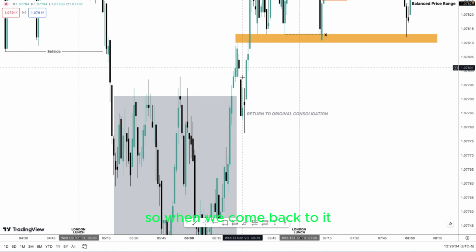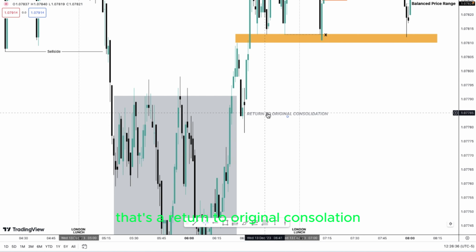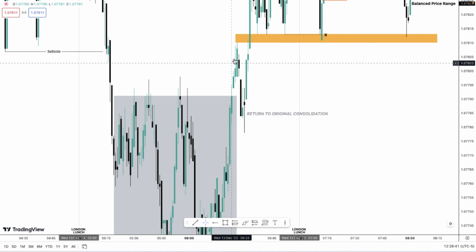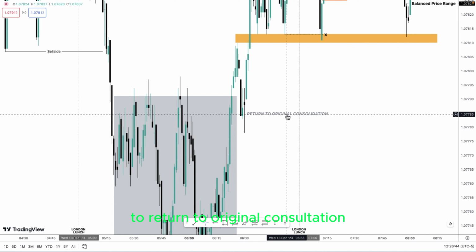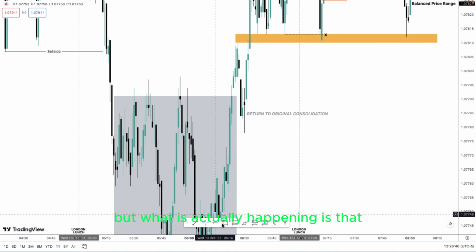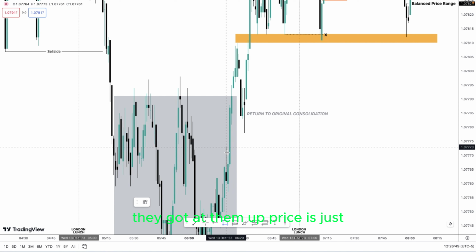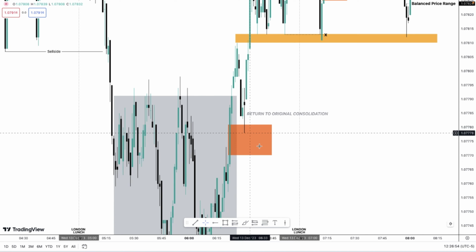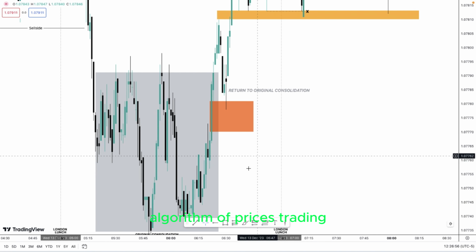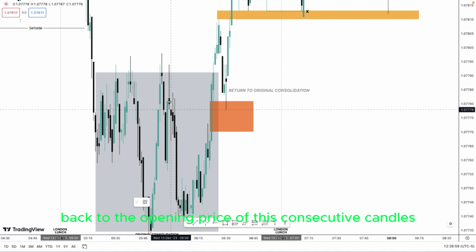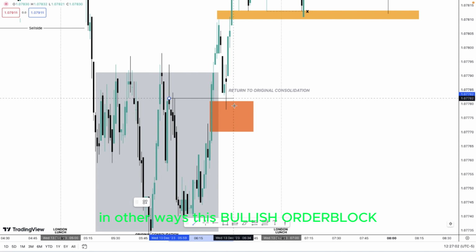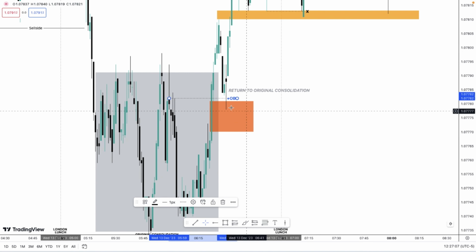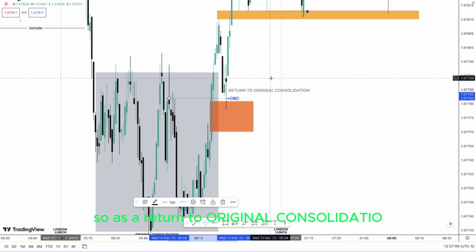That gapping above is a small signature in price that we've left original consolidation. So when we come back to it, that's a return to original consolidation. But what is actually happening is that the algorithm or price is just trading back to this favorable gap, the opening price of these consecutive candles. In other words, this bullish order block. So that's a return to original consolidation.